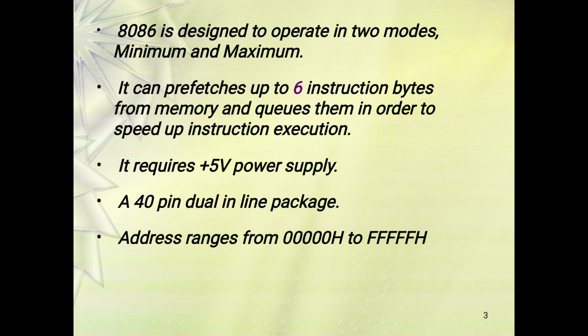To speed up the instruction execution, the instruction cycle is used. It requires a 5 volt power supply, a 40 pin dual in-line package, and the addressing range is 5 zeros to 5 Fs. Means the address can be given from 00000H to FFFFFH. H here represents hexadecimal. Hexa means 16. Means 0 to F is 16. That's why it is called hexadecimal.